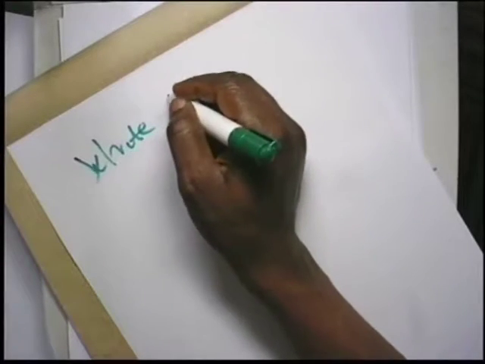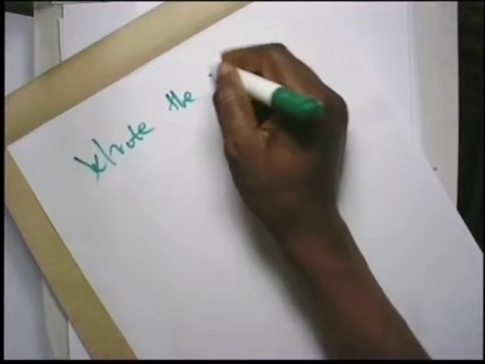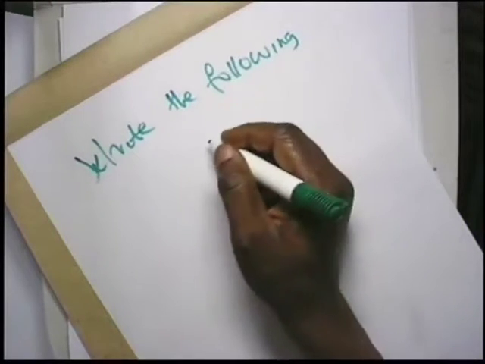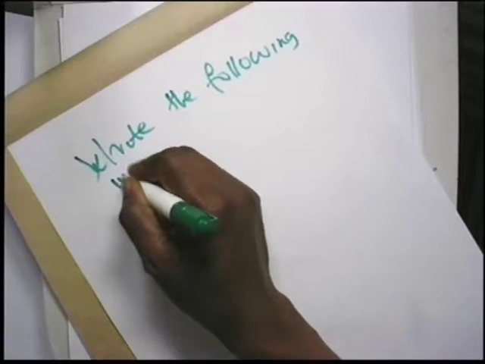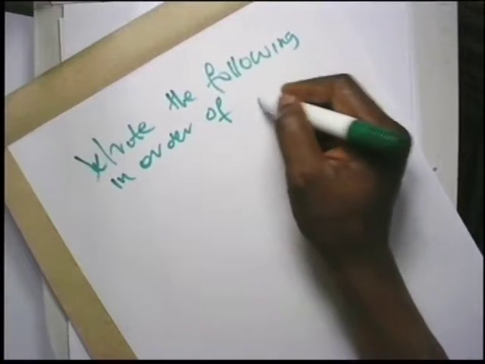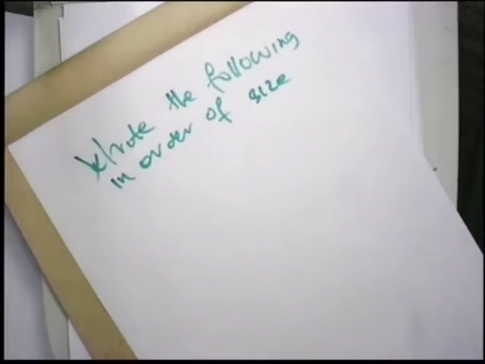Write the following in order of size. Then the question can say smallest first or the largest first. It depends on the question. If the question says smallest first, you start from the smallest. If the question says largest, you start from the largest.